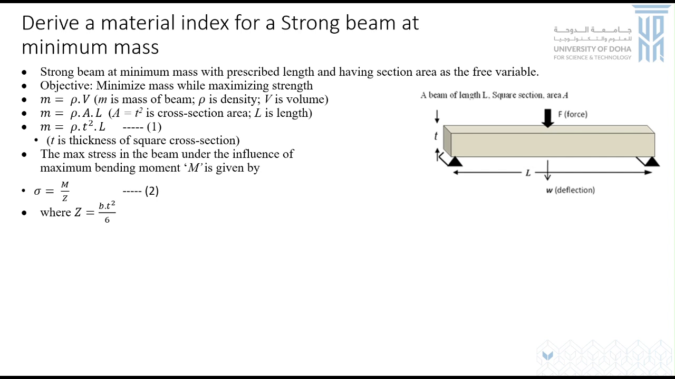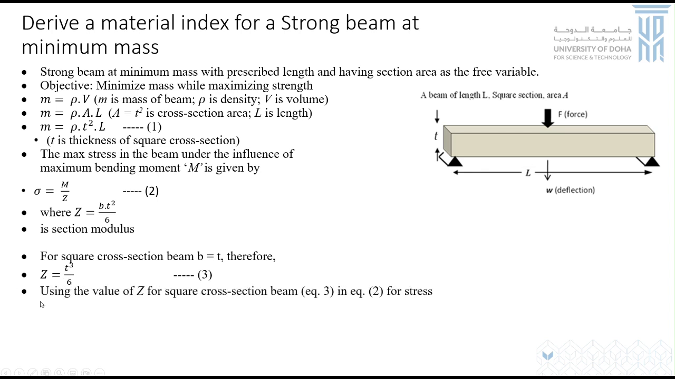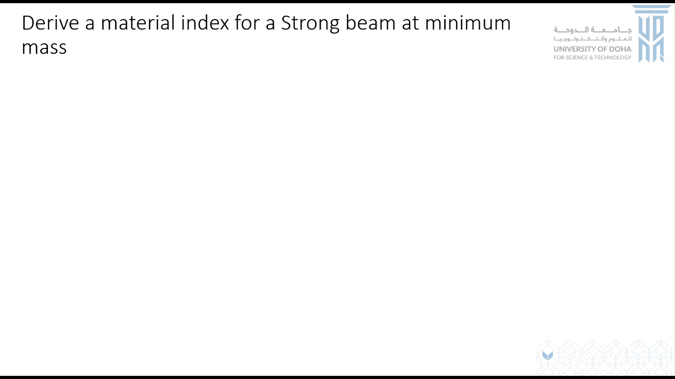Now if I put this back into my initial equation, which variable is free? It's the t variable which is free, isn't it? Because that is controlling the area. So this becomes Z is t cube over 6. I can now substitute it back into my stress equation, and you end up with stress is 6M over t cube. Okay. Now from here, I have one equation of my free variable, another equation of my function. And both of them have the same free variable, thickness. So I can again do the substitution.